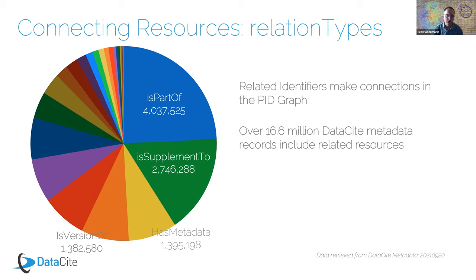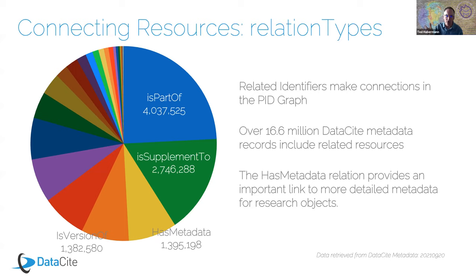The event data picture that will come up later shows about 48 million connections between things. So maybe the average number of related resources is three, something like that. But obviously, that's a pretty crude calculation. One of my favorite things, I've worked with a lot of scientific metadata standards that are more detailed than DataCite, which is really focused on identifying and connecting things. And has metadata is a relation type that allows you to point from your DataCite discovery record to a more detailed metadata record that would support things like the I, the interoperability, and the R, reusability in FAIR.